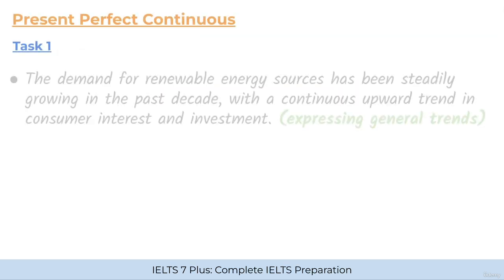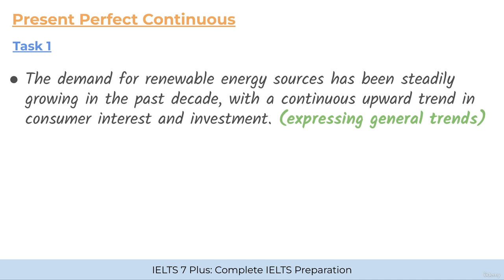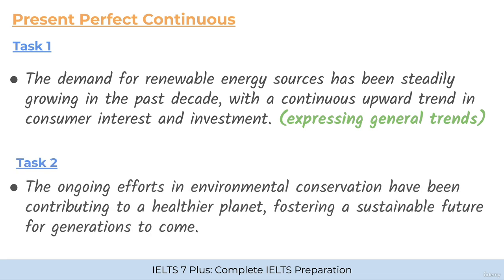Let's see this with the task 1. The demand for renewable energy sources has been steadily growing in the past decade, with a continuous upward trend in consumer interest and investment. So that's something you might say in a task 1, academic. Or you could say in a task 2 in the longer essays, the ongoing efforts in environmental conservation have been contributing to a healthier planet, fostering a sustainable future for generations to come. Have a quick look, see if you can spot the present perfect continuous here.